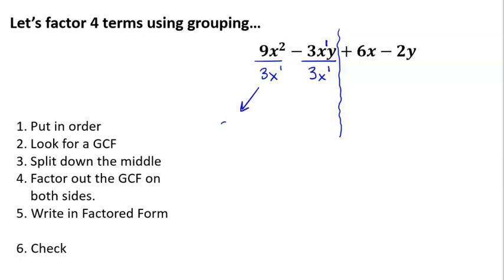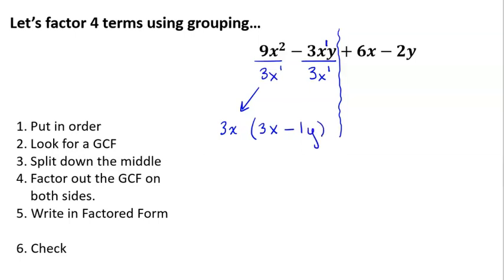And then from here, our 3x is going to go out to the side. 9 divided by 3 is 3. 2 minus 1 is 1. And then negative 3 divided by 3 is going to be negative 1. And then the x's are going to cancel. 1 minus 1 is 0. And then we still have that y on there.